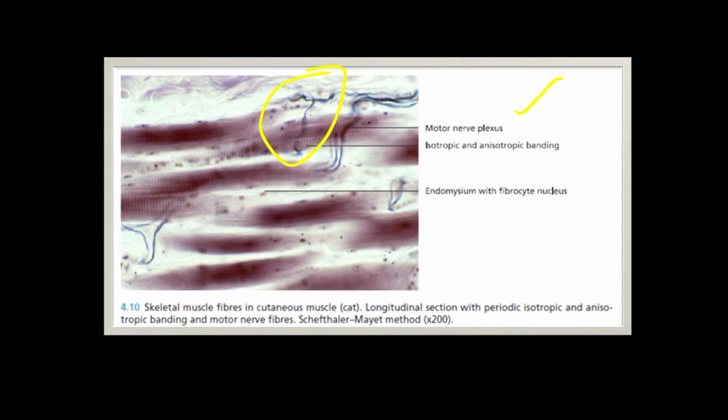Now here in this photograph, the motor nerve plexus, and because nerves are coming in this way, we can see the nerves and the muscle fiber, and the motor end plate is visible here. Isotropic and anisotropic bandings, that is, striations, are also visible. Endomysium with fibroblast nucleus is also there. So this is the skeletal muscle fiber of the cutaneous muscle in a cat.